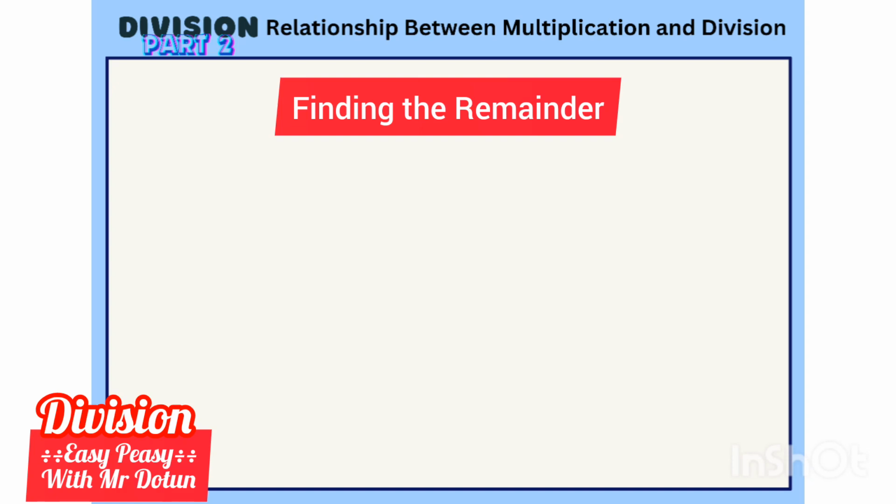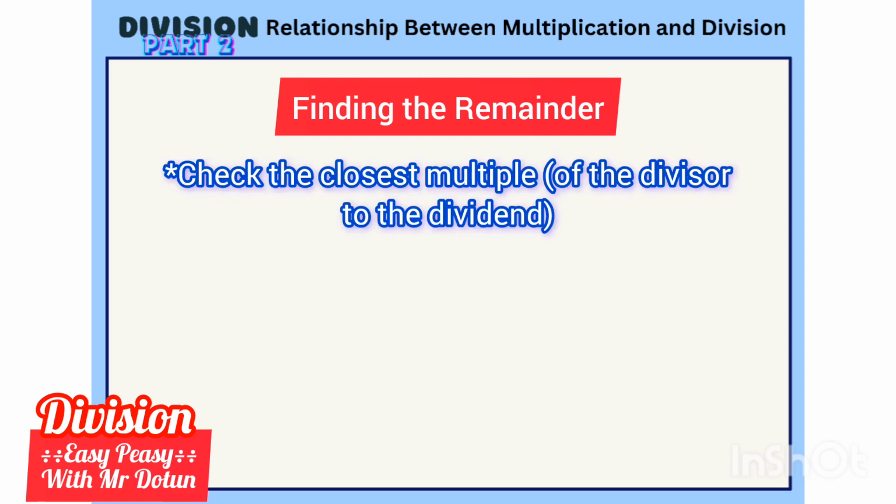The first step is for us to check the closest multiple of the divisor to the dividend. That's the first thing we have to do. We remember the divisor is the number we're using to divide, and the dividend is the number we are dividing. So let's take an example.